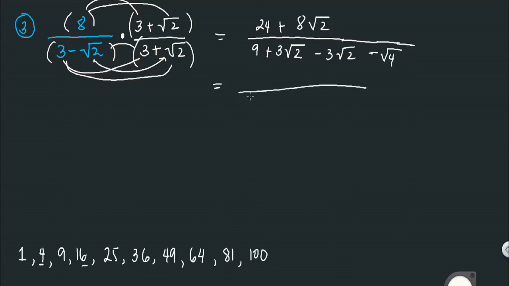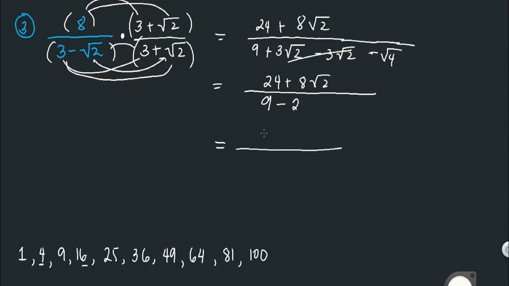So numerator muna po. So numerator, 24 plus 8 square root of 2. Wala naman dapat pagsamahin dyan, no? Denominator na tayo. So, positive 3 square root of 2 and negative 3 square root of 2. So, 0 yan, no? 9 minus square root of 4, that is 2. So, we simplify ulit. So, 24 plus 8 square root of 2 over 9 minus 2, that is 7.